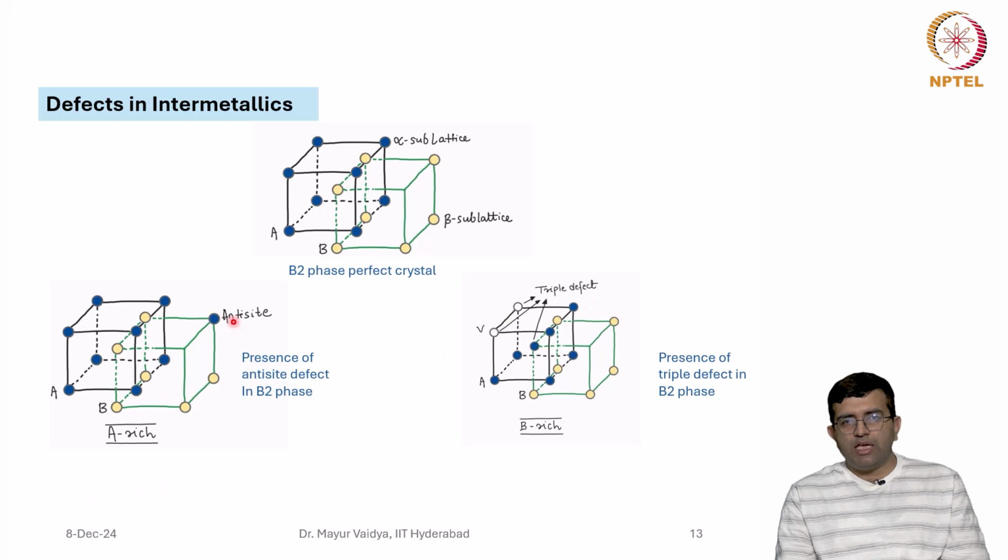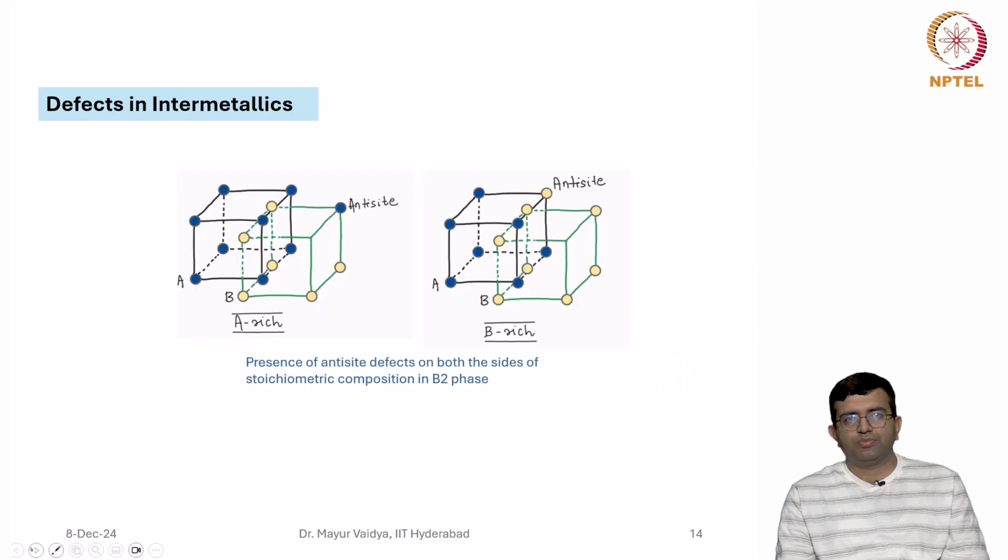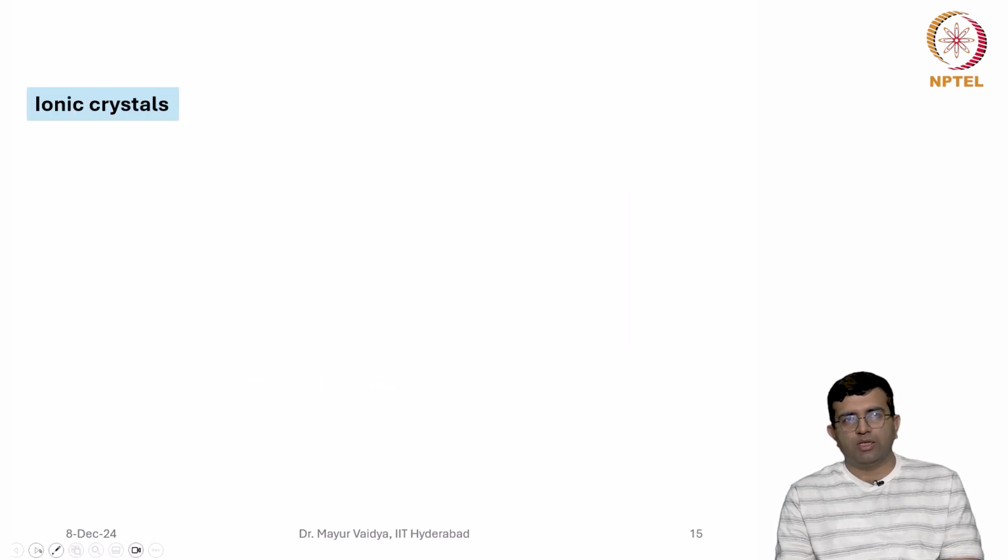So you see in the case of this anti-site defect here, the composition becomes A-rich. Here it becomes B-rich. In a perfect crystal, it was actually equi-atomic, which is AB. So you can have anti-sites on both the sublattices in the case of intermetallics.